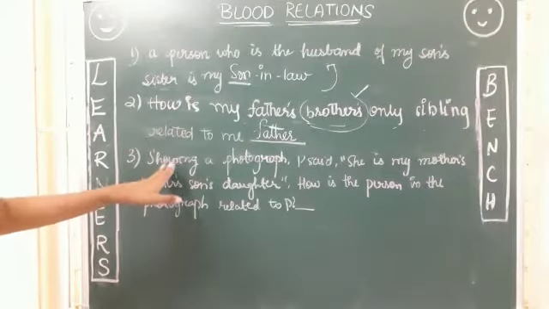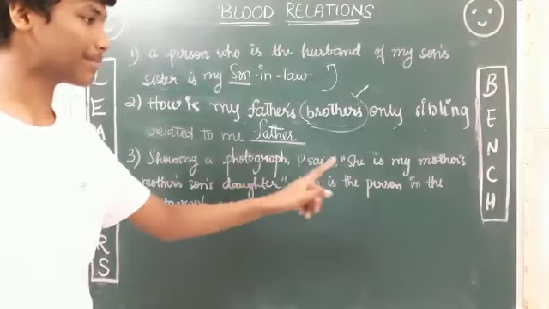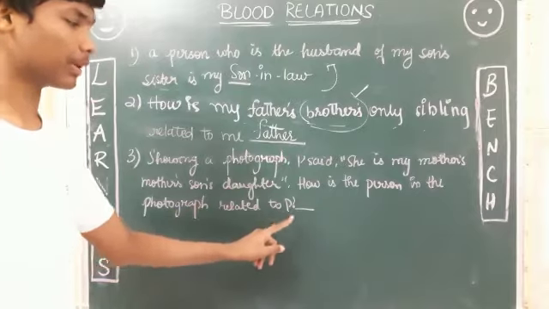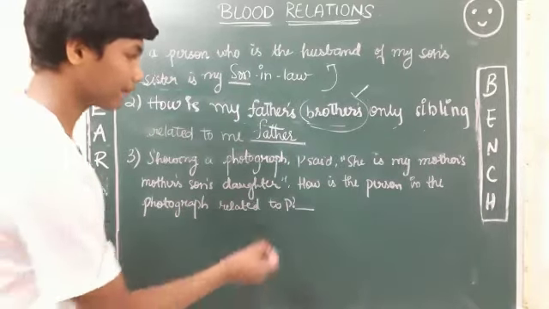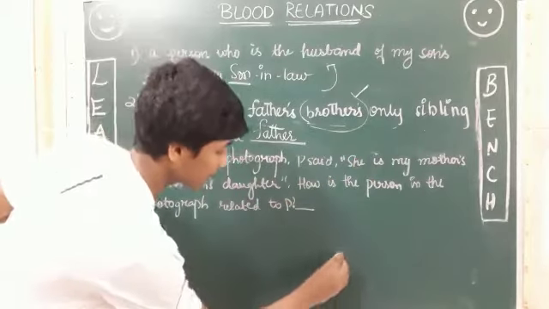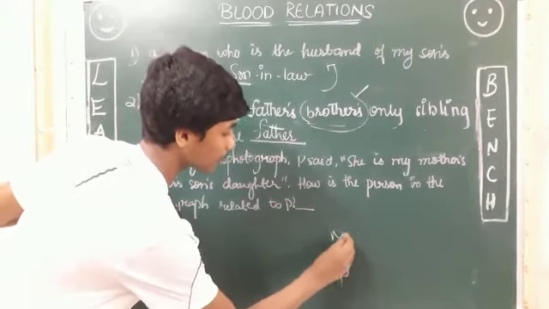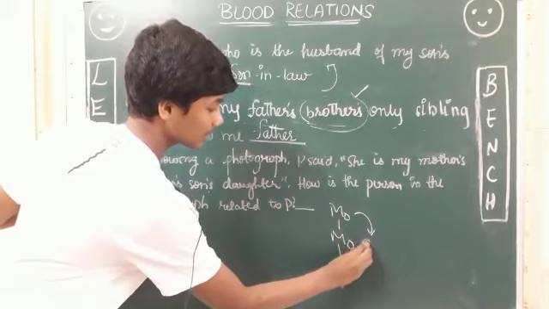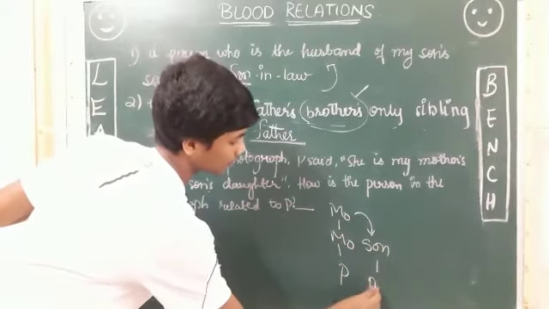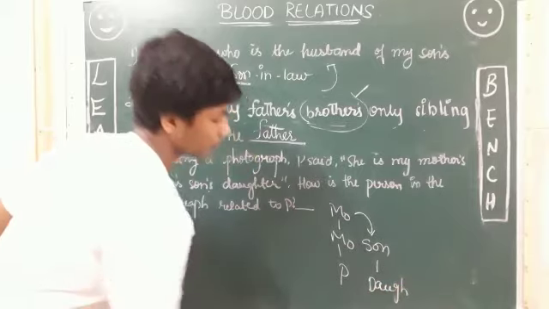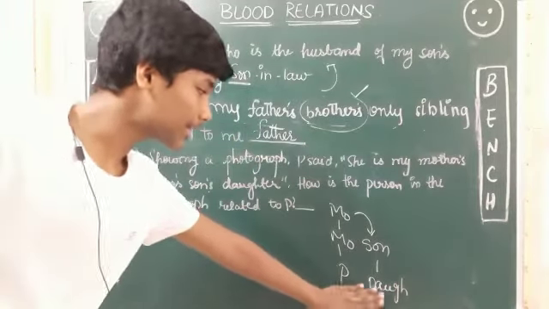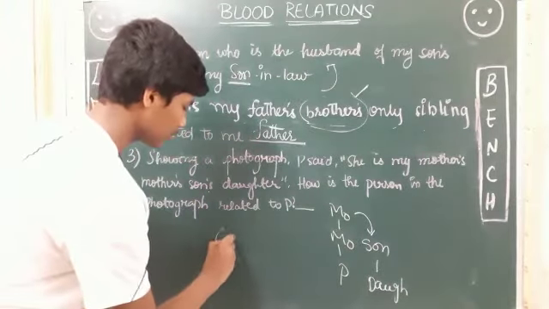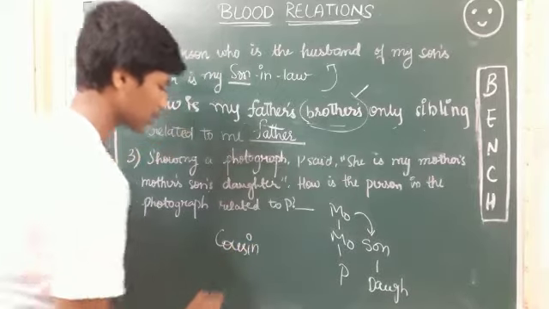Third question is, showing a photograph, P said, she is my mother's son's daughter. How is the person in the photograph related to P? Let's draw a diagram for clear understanding. P, mother, mother's son, son's daughter. Here we can see in the diagram that these two are cousins. So, she will be cousin to P.